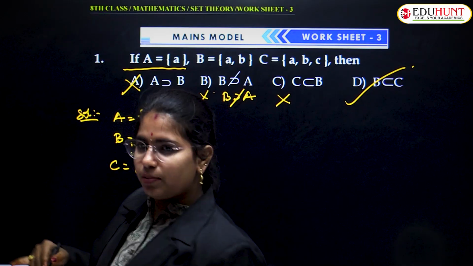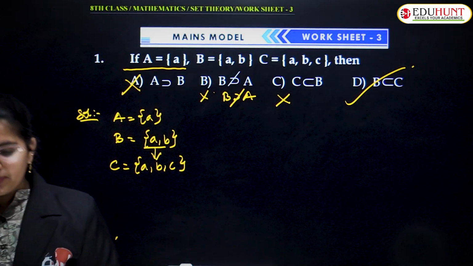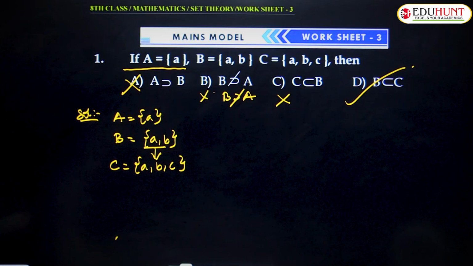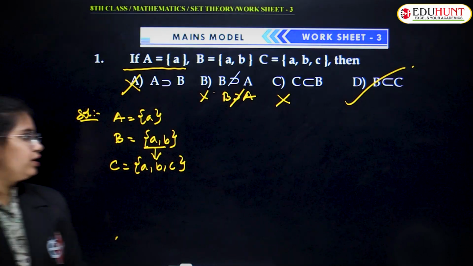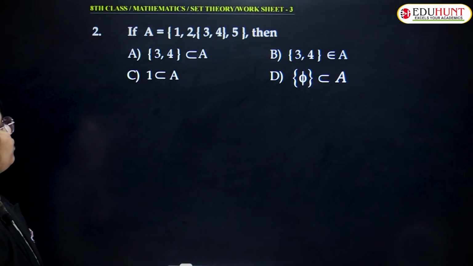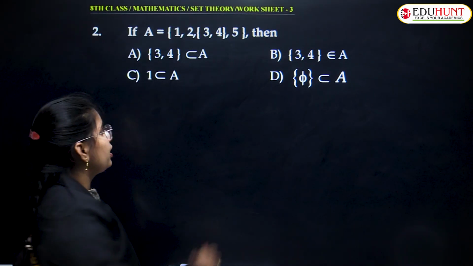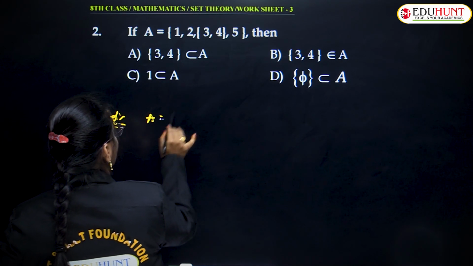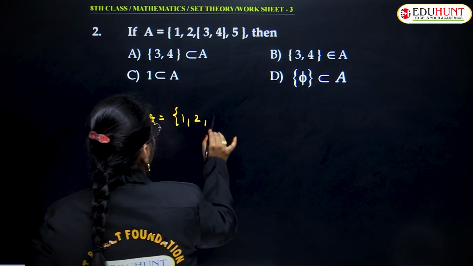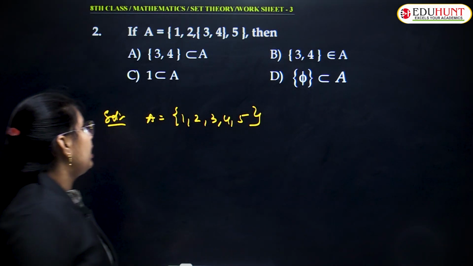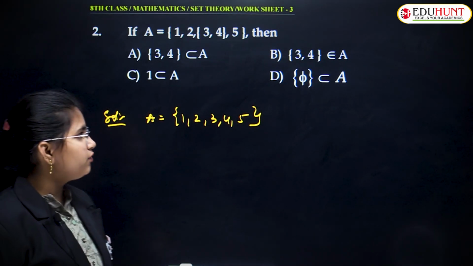Please have a glance at the problem for one minute and then we'll get back to the next one. Make it fast. So here we have the next question. A is equal to {1, 2, 3, 4, 5}. This is a set. So what can I conclude from this?